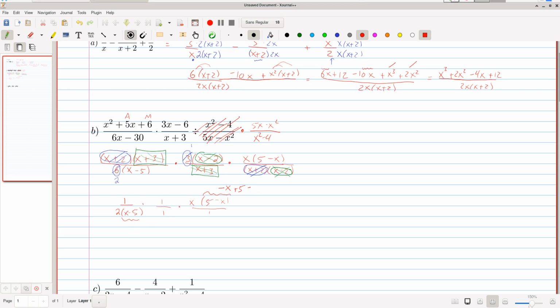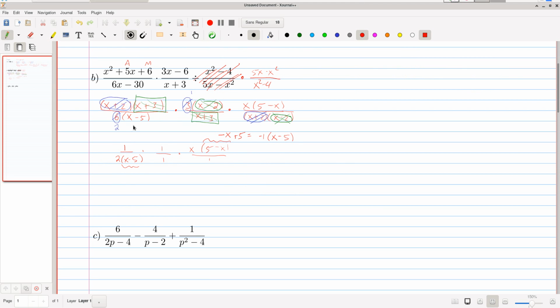So I'm going to go one step further and factor out a negative 1. If you factor negative 1 out of negative x, we're left with x. If you factor negative 1 out of 5, we're left with minus 5. So let's rewrite this. We've got 1 over 2x minus 5 times x times negative 1 (x minus 5) over 1. And now I see the x minus 5s are going to reduce out. So all we're left over with in the numerator is negative 1x. In the denominator, 2. So negative x over 2.